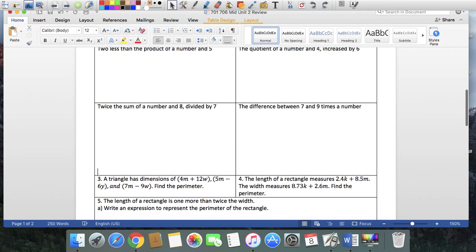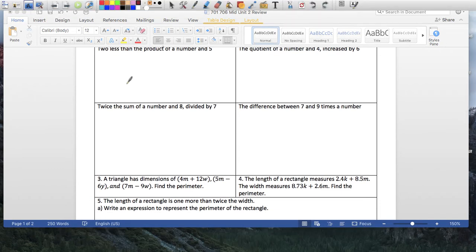Twice the sum. So again, twice means multiplication, multiply something by 2. And we're multiplying the sum of a number and 8. So I have to add a number and 8 first, and then multiply by 2. But if I leave it like this, I'm really only multiplying 2 times that number. I'm not multiplying the 2 times 8, right?